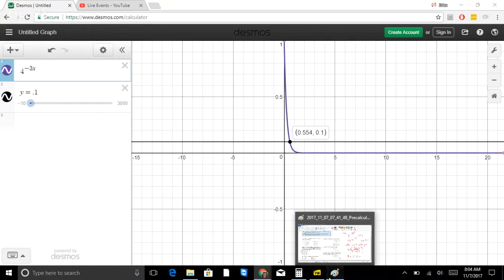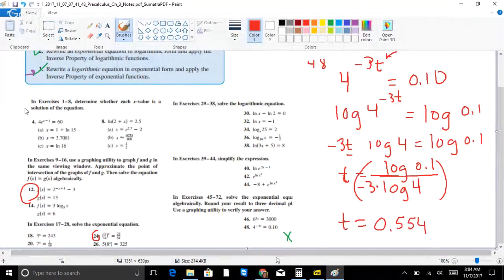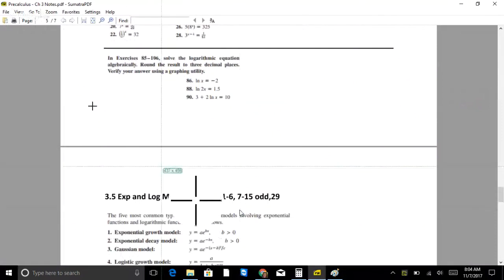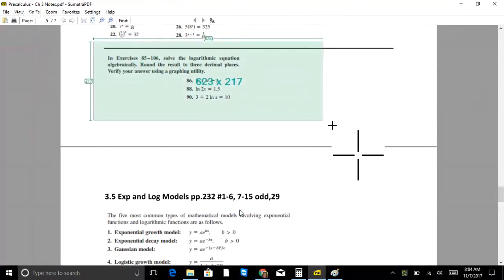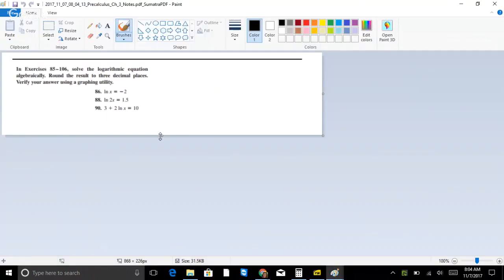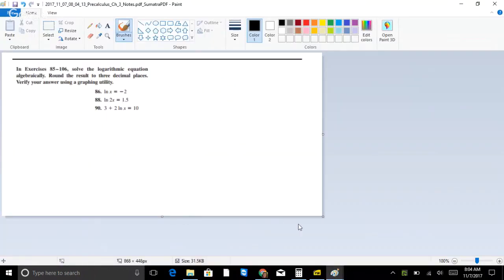Okay, almost there. One more example, and then I think you guys are ready to tackle 3.4. Or maybe you're ready before this, but we'll do one last example here at the bottom. Let's do the last example here. Solve the logarithmic equation algebraically, round the result to 3 decimal places, verify your answer using a graphing utility.